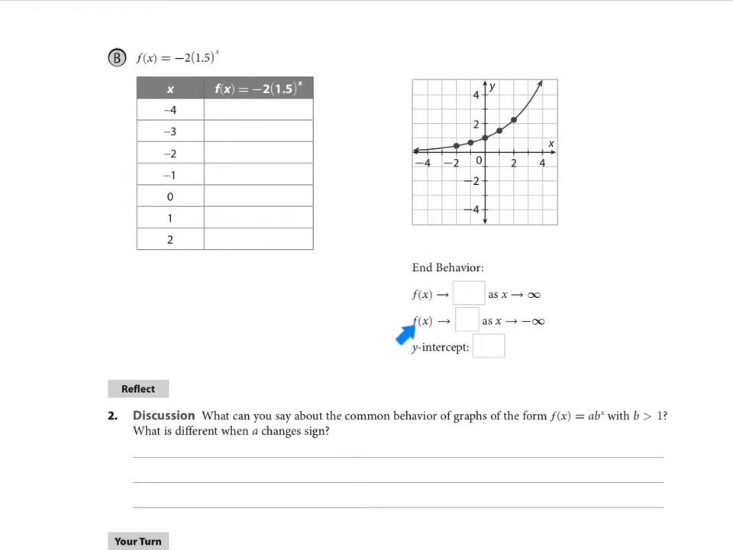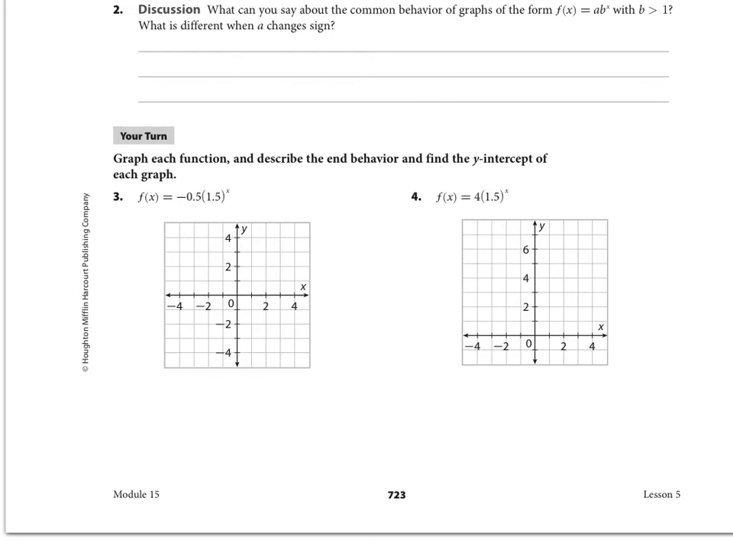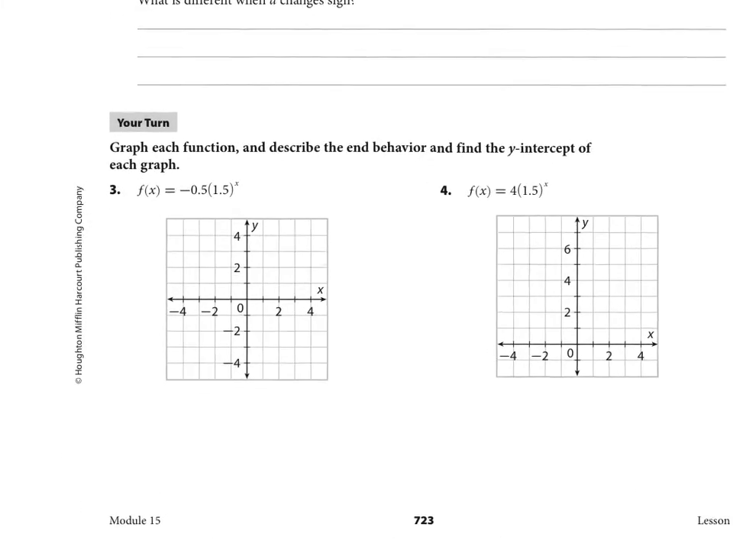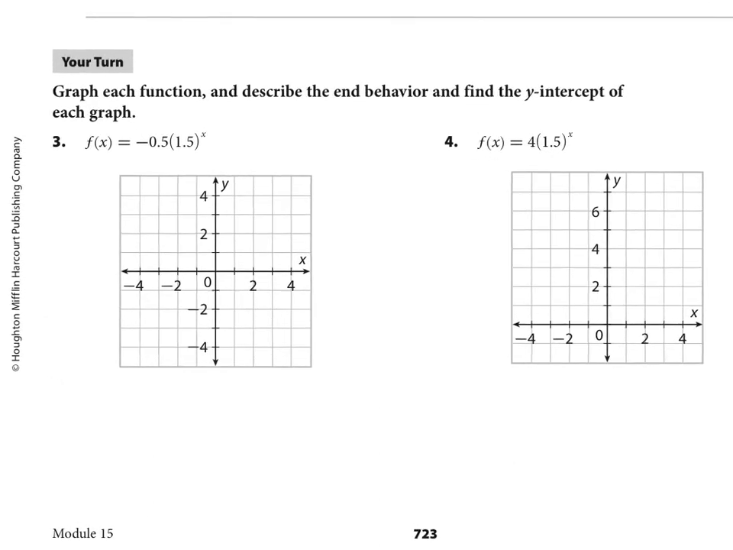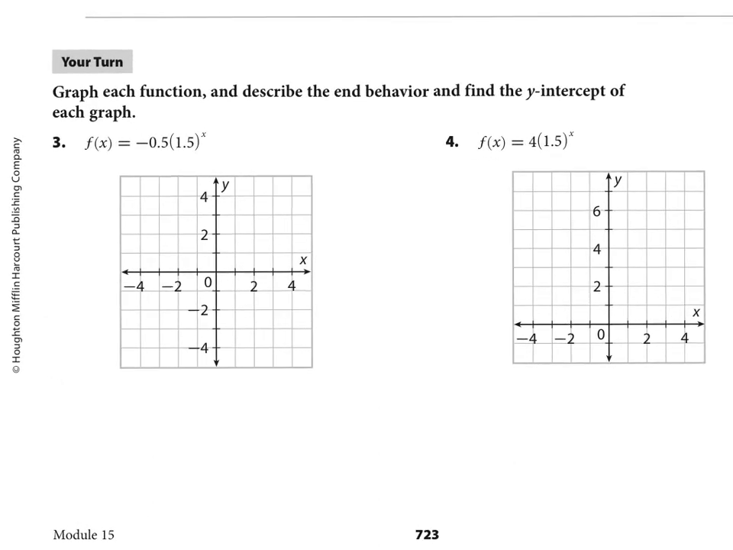Remember right here, we want to talk about end behavior too, okay? So they've written it backwards from what we did. We would say as x goes to infinity, then y would do this, and they're using f of x notation. So right here, we're going to look at the Your Turn problems and do those real quick. Okay, so it says graph each function, describe the end behavior, and find the y-intercept.